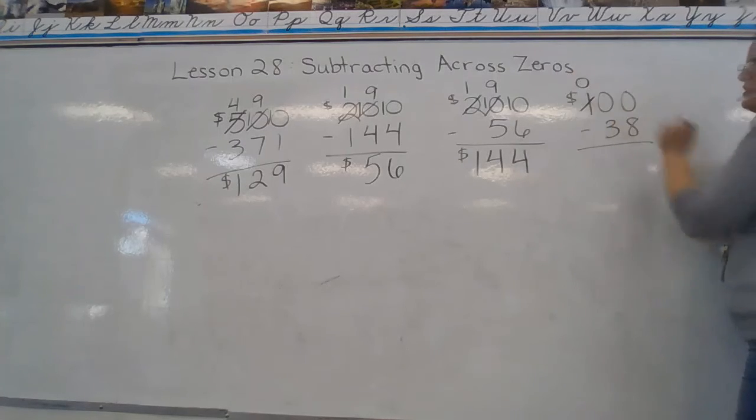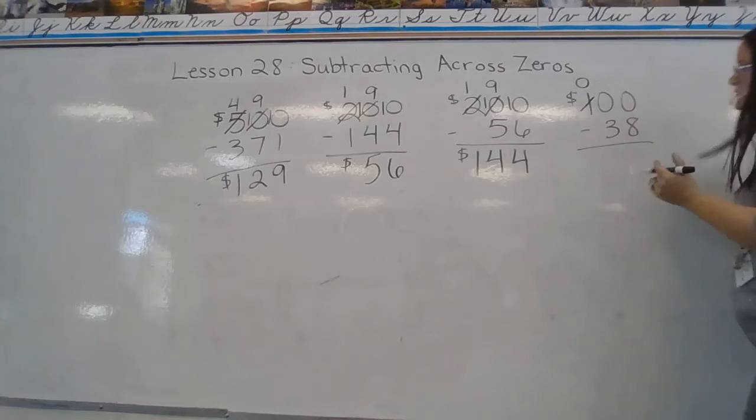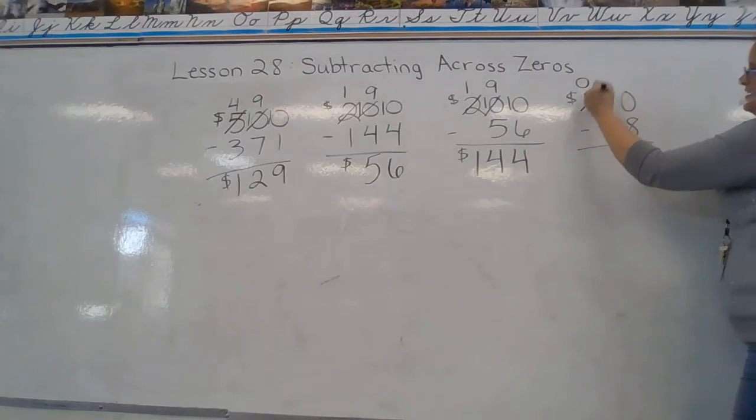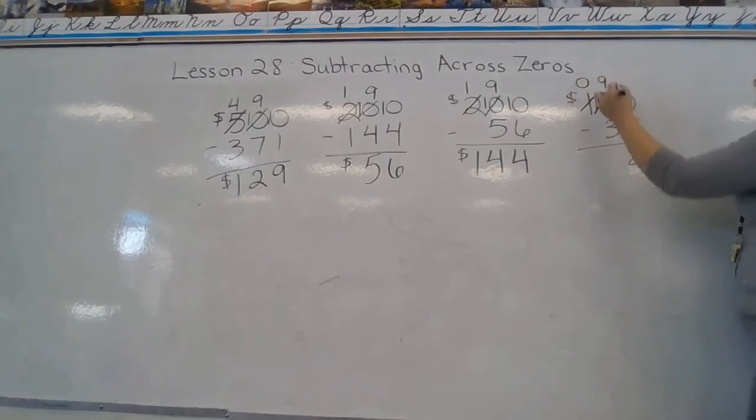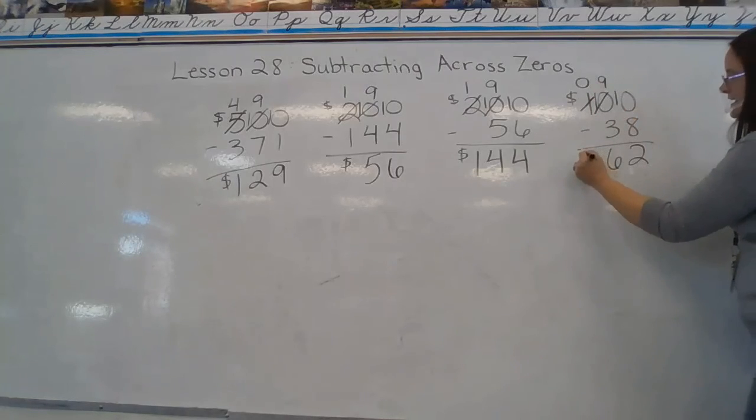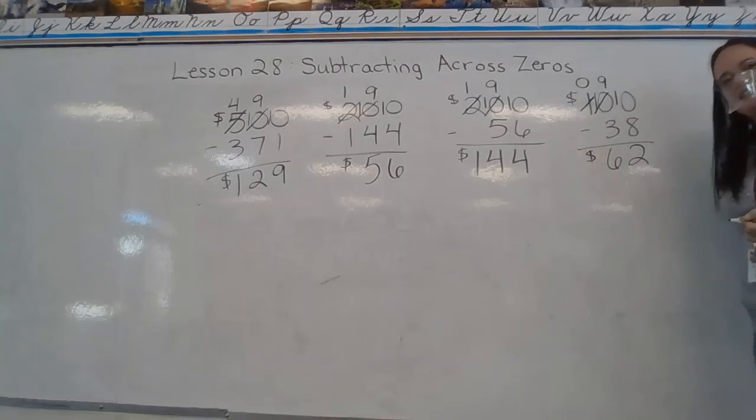Final practice problem here, 100 minus 38. Don't forget to borrow. And then we don't have any 100s left. 10 minus 8. 9 minus 3. And 0 minus nothing gives us an answer of 62.